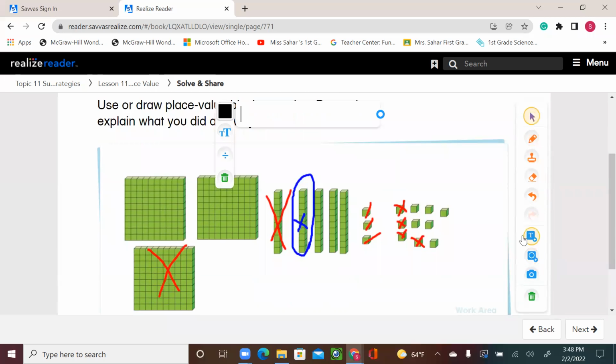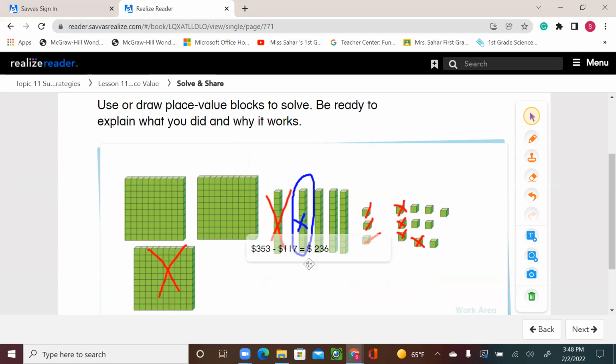So let's write this equation and the answer. 353 minus 117 equals, we have 200. Let's count our tens. 1, 2, 3, 3 tens. Let's count our ones. 1, 2, 3, 4, 5, 6, and 6 ones. Our answer is 236. Let's put it down here.